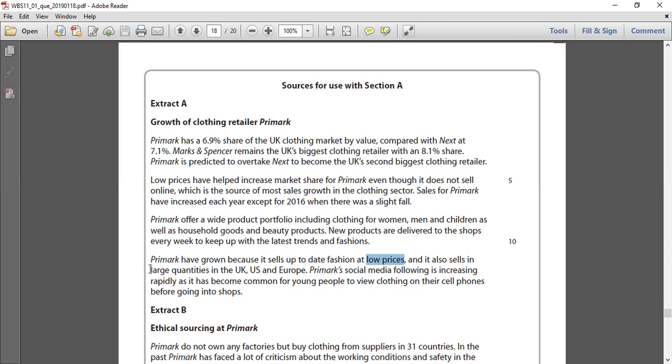So I mentioned again their marketing strategy they are displaying here: low prices and large quantities, cost leadership, mass market in the UK, US, and Europe. Three different market segments: UK, US, and Europe.